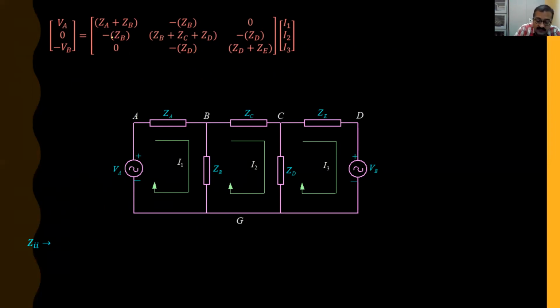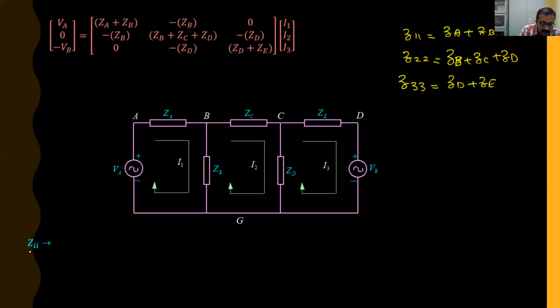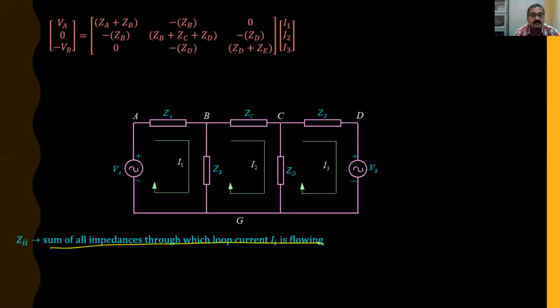Fine. So what is Z11? Z11 means the sum of all impedances through which I1 is flowing. What is that? ZA plus ZB. What is Z22? Z22 means the sum of all impedances through which I2 is flowing: ZB plus ZC plus ZD. And similarly, Z33 will be what? The sum of all impedances through which loop current I3 is flowing: ZD plus ZE. That is what Zii is. Zii means the sum of all impedances through which loop current Ii is flowing. So straight away you have got your diagonal elements.